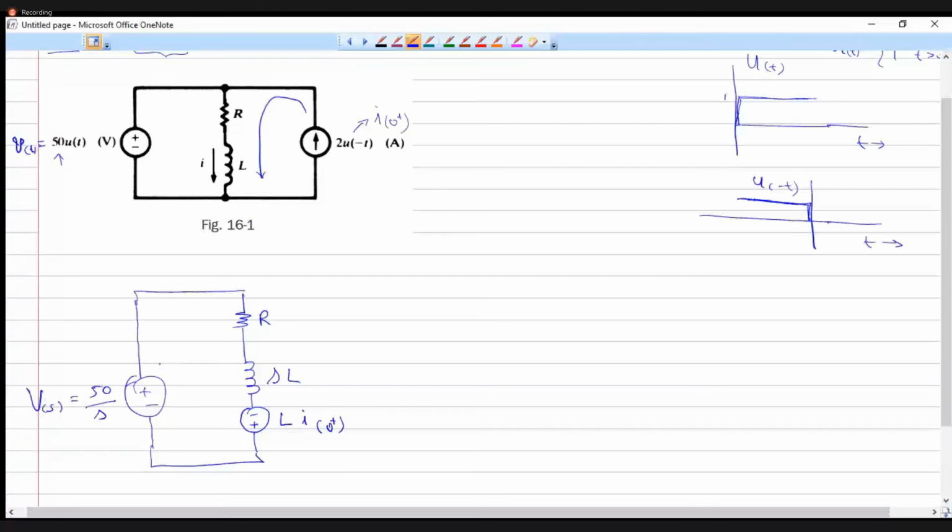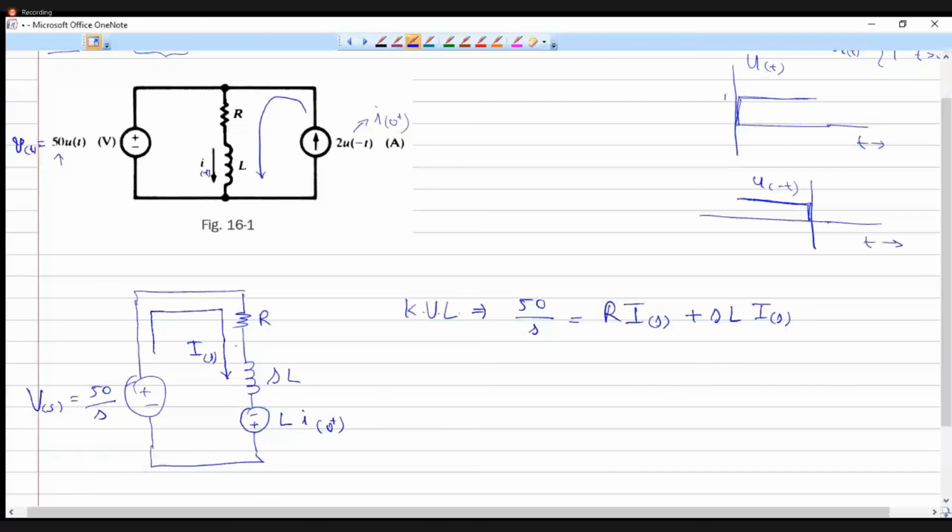Once this is converted to the circuit in the Laplace domain, we can find out the current flowing through the circuit. Initially this current was I of t. Now this is transformed to I of S. If you want to write the KVL equation for this loop, I can write 50 divided by S is equal to R into I of S plus SL into I of S.